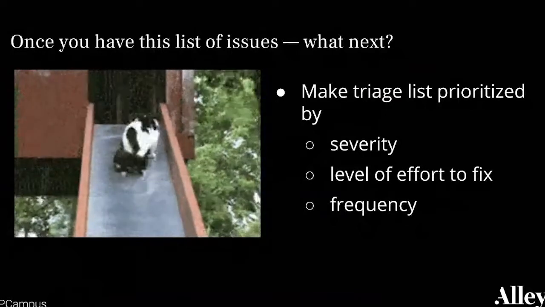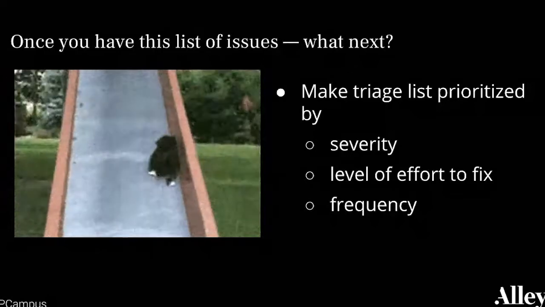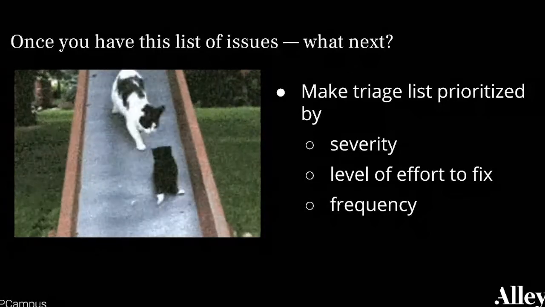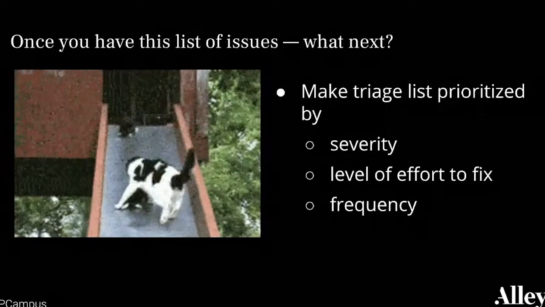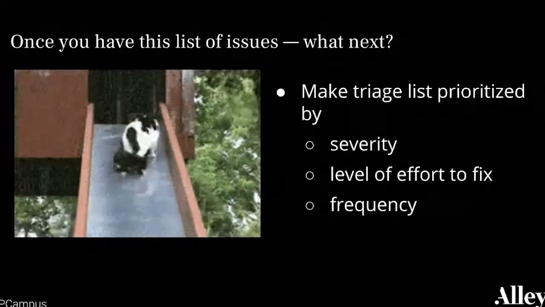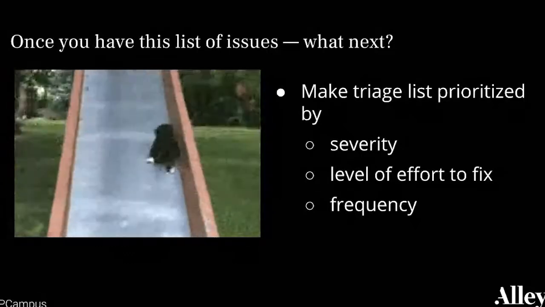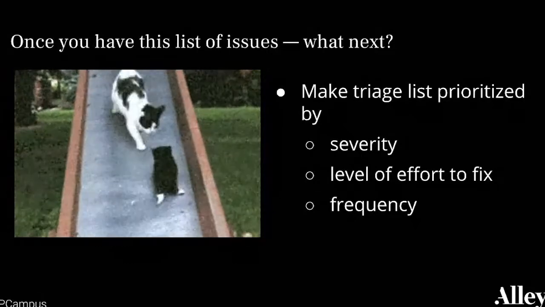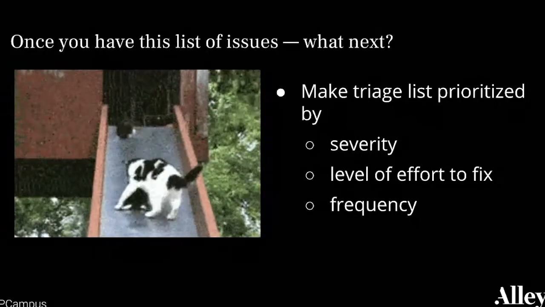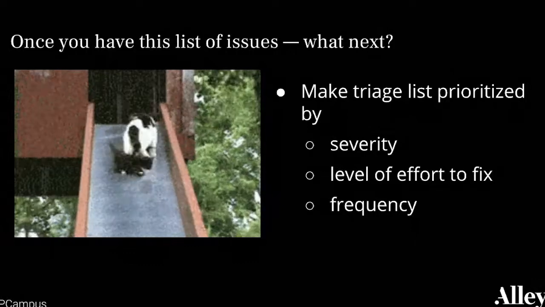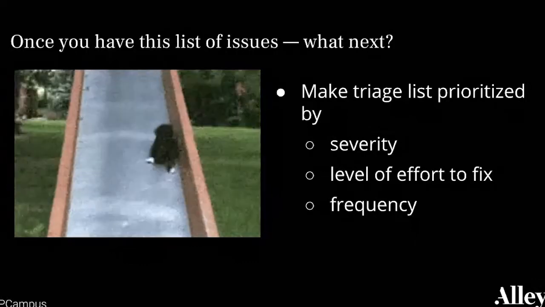What will happen is if an image doesn't have alt text, a screen reader is going to read the whole file name of the image, and that could be a severe issue. Or if you have a menu that isn't keyboard navigable, that's a severe issue. Then, how hard is it to fix? Fixing a couple of alt tags versus fixing thousands of alt tags might change where you rank that. And then how frequently does the issue happen?